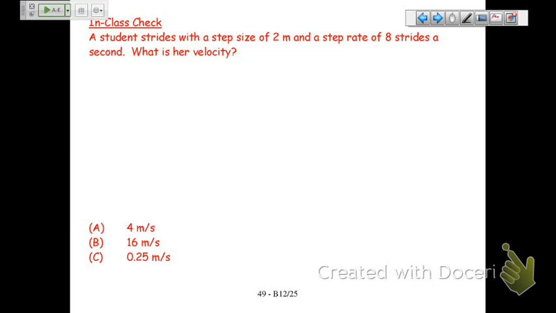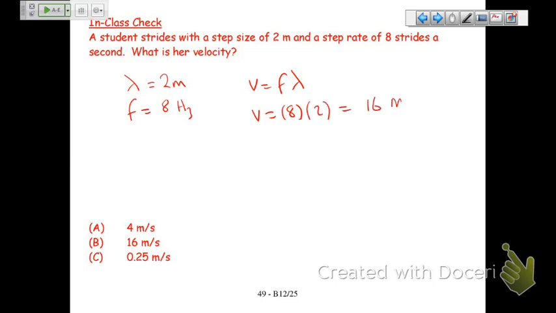A student strides down with a step size of 2 meters. I didn't tell you that lambda was 2 meters, but that's what the step size represents. And a step rate of 8 strides a second, so f is equal to 8 hertz. What is our velocity? v equals f lambda, so v is equal to 8 times 2, which equals 16 meters per second. So B would be the answer for that one.